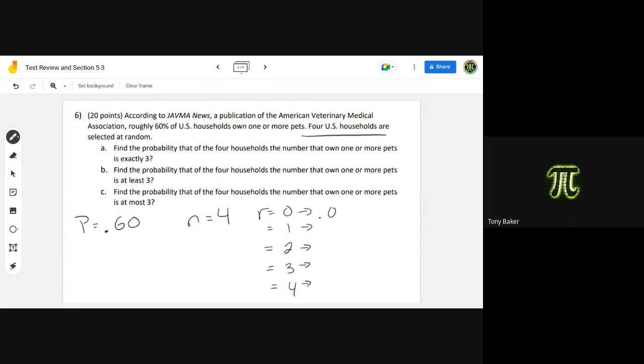I have a quick question. What does R represent? How many you're choosing? Like, what specifically are we choosing? Well, in this case, I want to know the probability that I'm going to have 1 household. This is no households, 1 household, 2 households, 3 households, and 4 households.